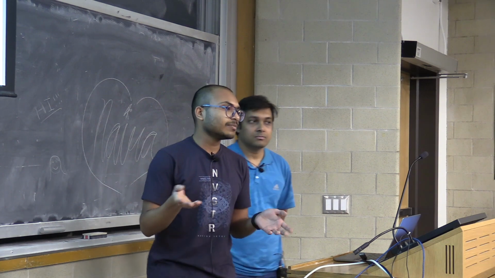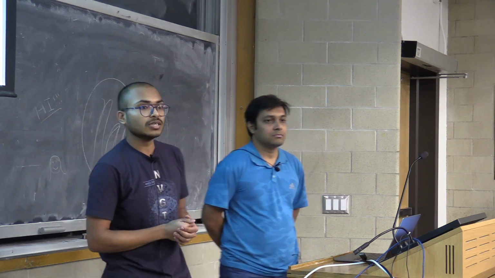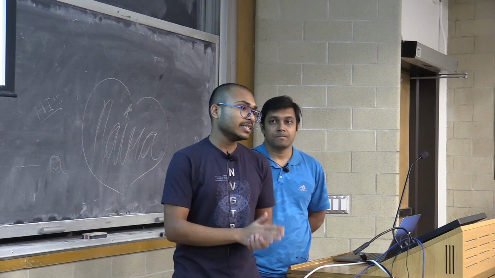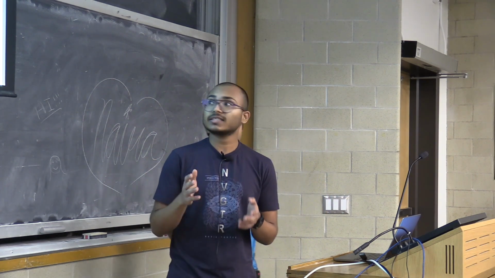As I mentioned before, we use the Llama 2 model, the chat model with 7 billion parameters. It was fine-tuned using quantized low-rank adapters as a parameter-efficient fine-tuning method. In this, we load the model, quantize it to 4 bits, freeze the parameters, and add adapter weight matrices on top of it. These matrices are what is then trained.